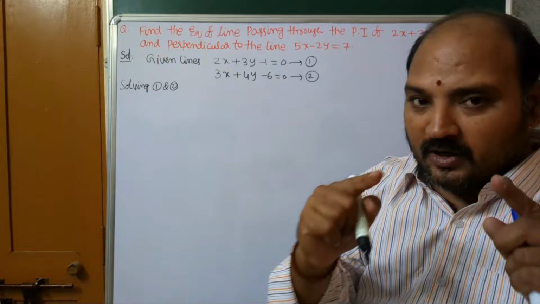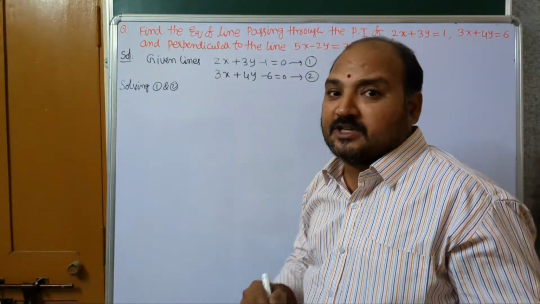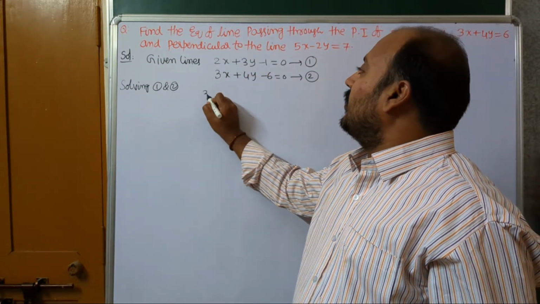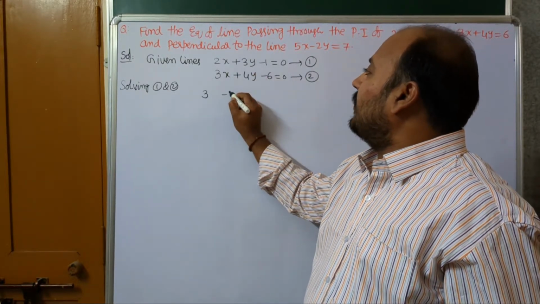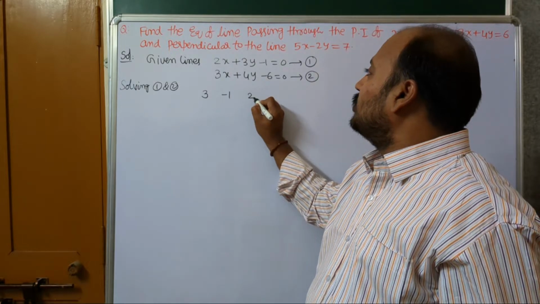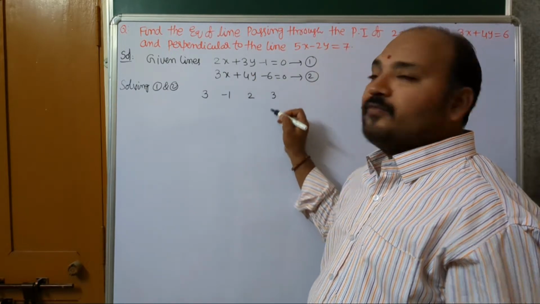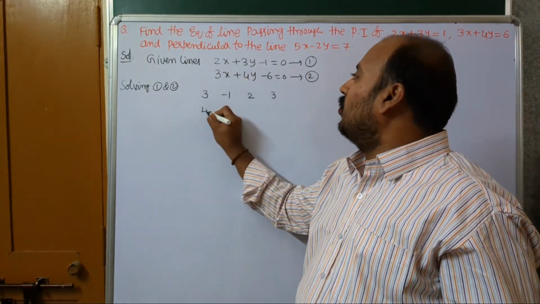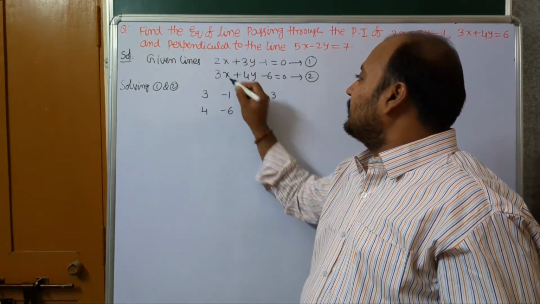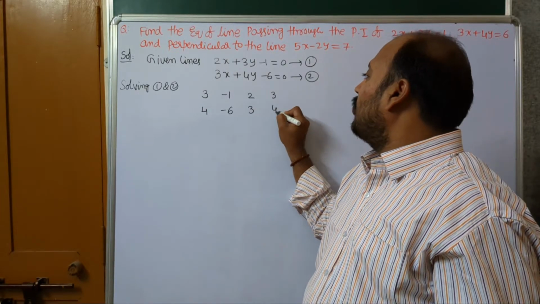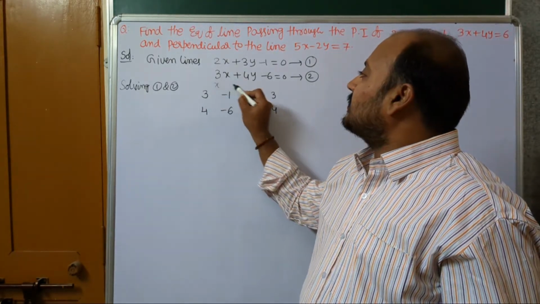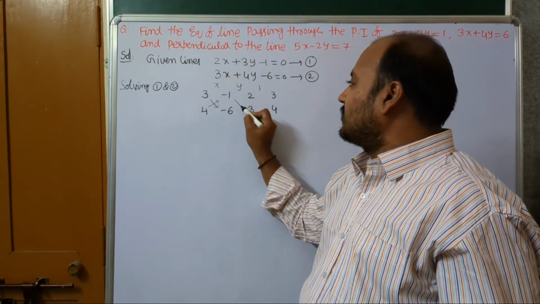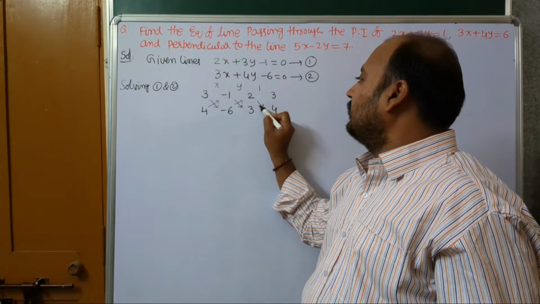In solving two equations by the cross multiplication method, first the y coefficient in the first equation 3, constant minus 1, next x coefficient 2, again y coefficient 3. A similar approach for the second line: y coefficient is 4, constant minus 6, then 3, 4. Here x, here y, here 1. This is called the cross multiplication method.